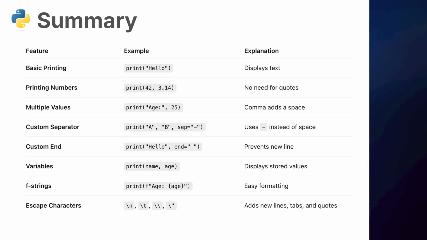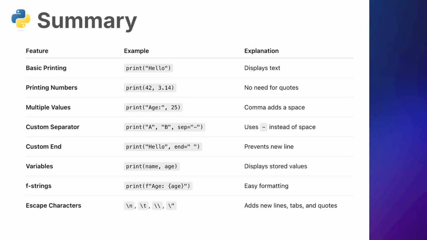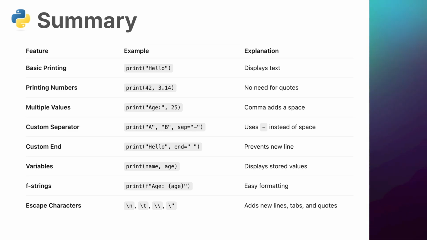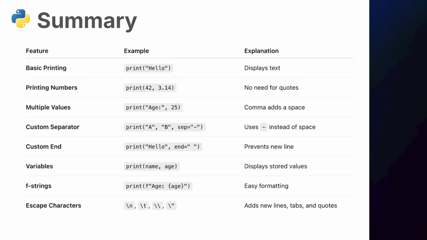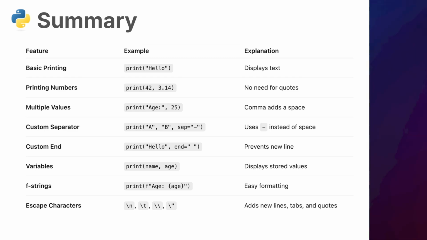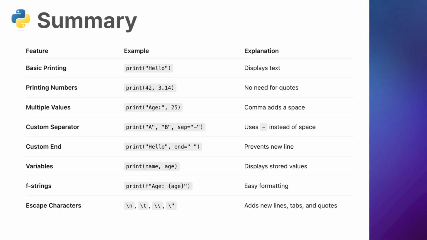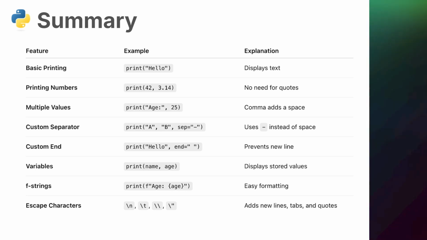These are foundational skills that will help you build more complex programs as you continue learning Python. The best way to get comfortable with print is to practice. Try writing different print statements, experiment with formatting, and see how you can make your output more dynamic. Small exercises like this will strengthen your understanding and prepare you for bigger coding challenges ahead.